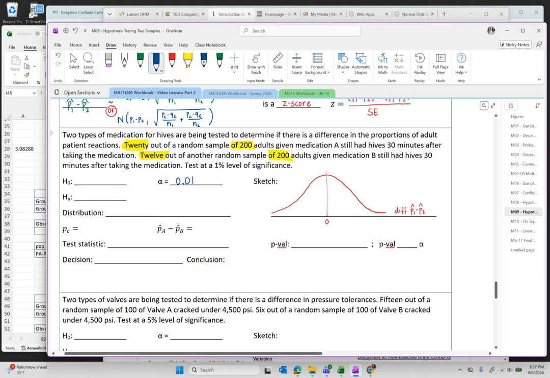And let's do some preliminary calculations and then compare our math with what Art of Stat will give us. So the p1 hat or pA hat for the sample that was given medication A will be 20 out of 200. That is 0.1. And the p2 hat or pB hat for the sample that was given medication B equals 12 out of 200 or 0.06.